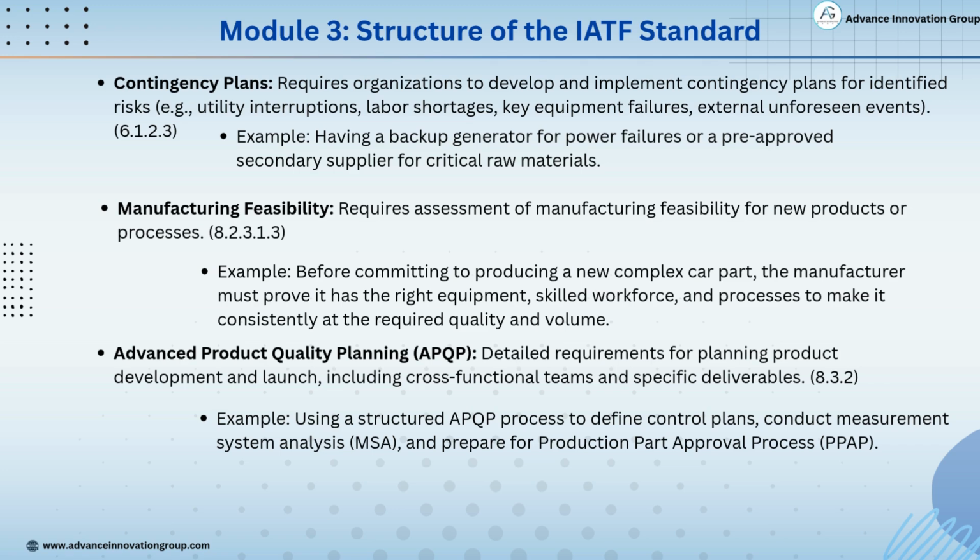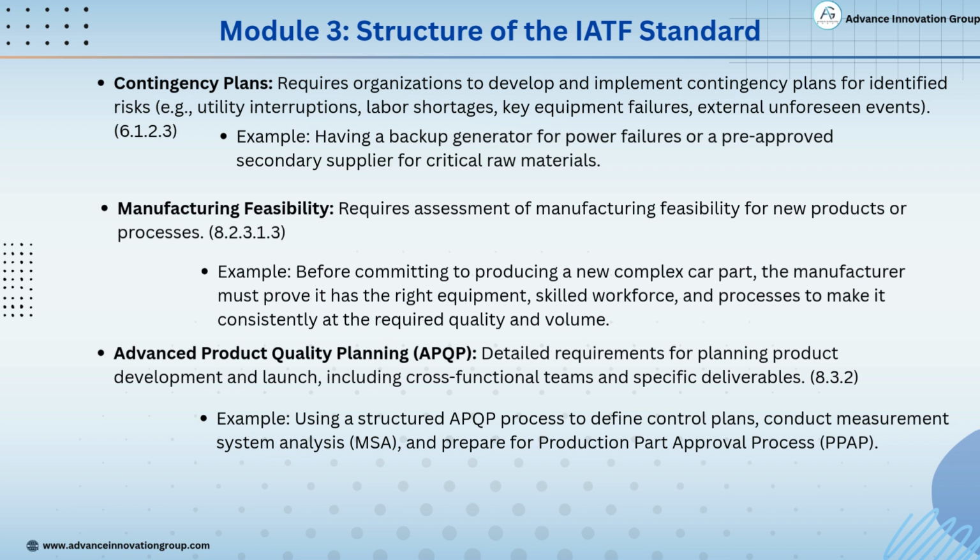Before launching a new product or process, the organization must assess if it is feasible to manufacture it consistently and reliably. Example, if a company wants to start producing a new complex car part, they must first ensure they have the right equipment, a skilled workforce, and processes to produce it at the needed quality and volume.